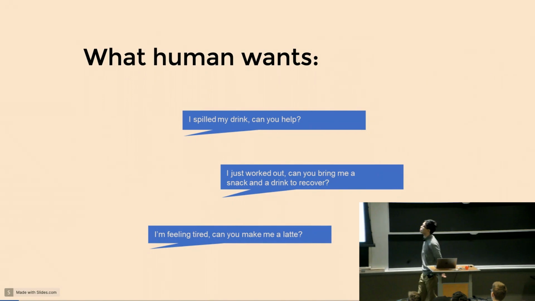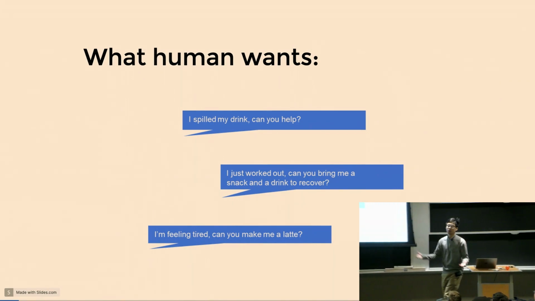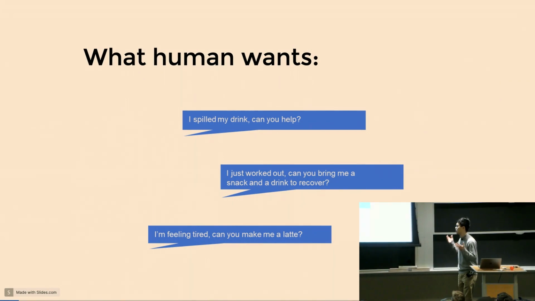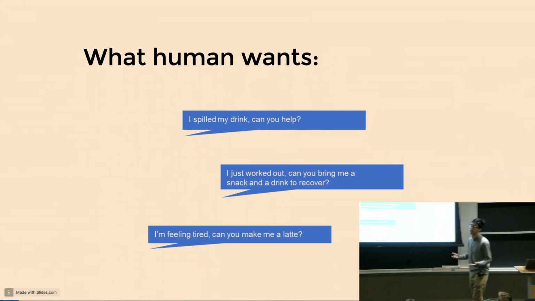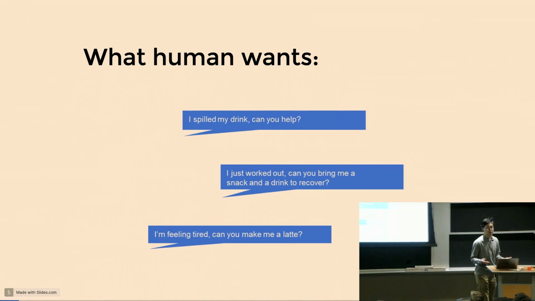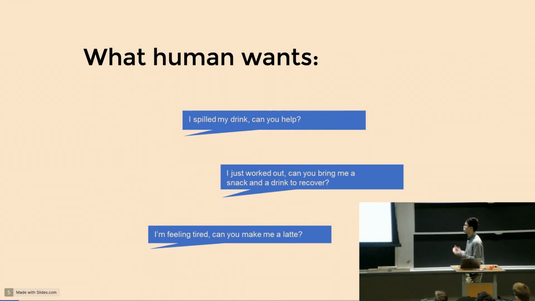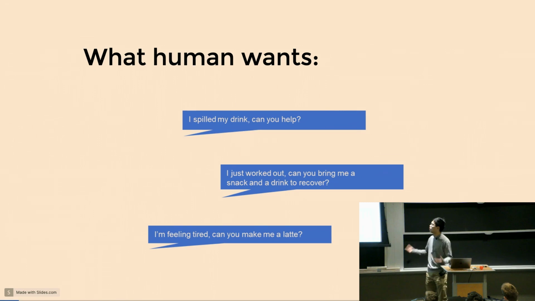In everyday life, imagine that you have a general purpose robot. Imagine it's already 22nd century. What do you want your robot to do for you? You want to just say, I spilled my drink, can you help? You want to say, I just worked out, can you bring me a snack and drink to recover? You want to give the robot free-form instructions, and you hope your robot could just help you out end to end, just from instructions, just like a human.